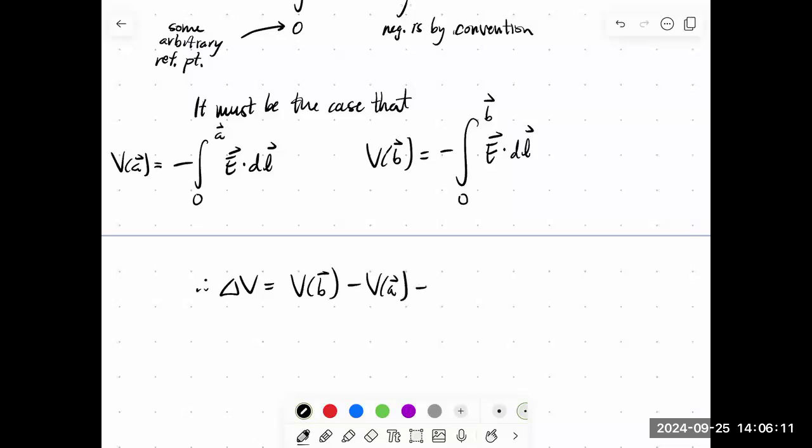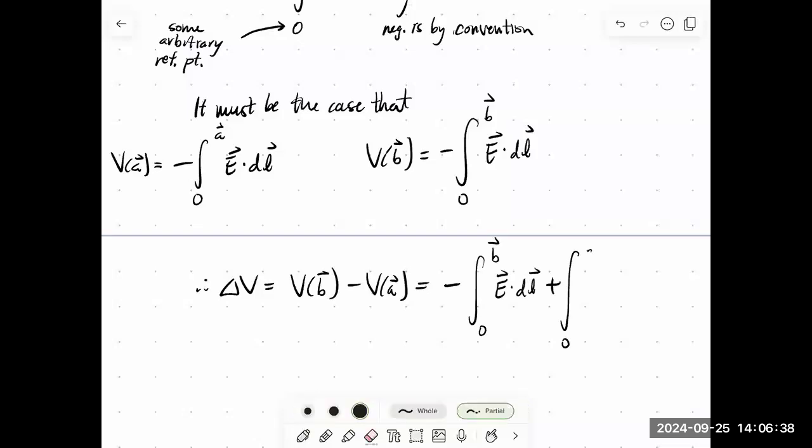All right, and so that's going to be minus the integral from some origin to B of E dot dl. And then it would be minus the integral from some origin to A of E dot dl. But I'm going to flip the integration limits, and I can do that as long as I flip the sign in front. So my A is going to be over here, and then my reference point is up here, and then we have E dot dl.